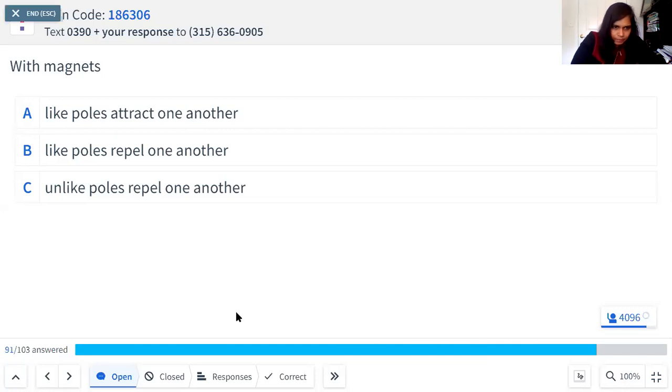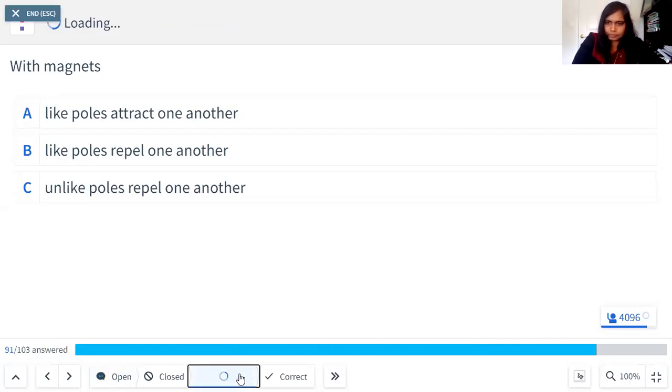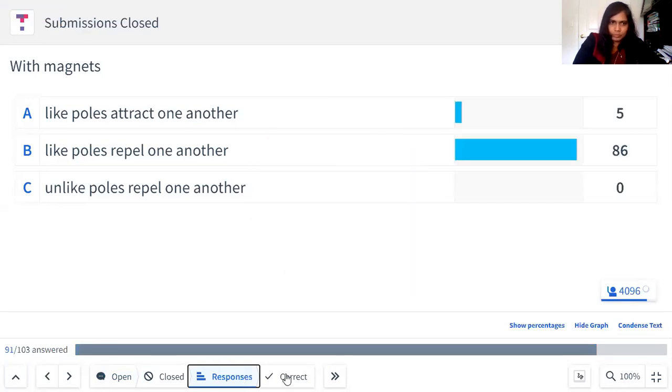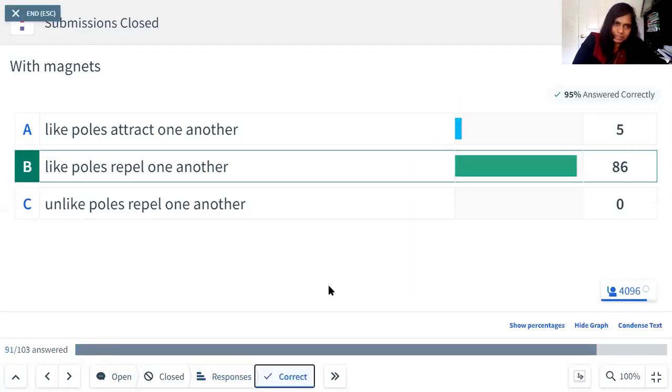All right, so it's a very straightforward question. Let's look at your answers. With magnets, very similar to electric charges, like charges repel. Likewise, like poles repel one another. Those who answered A, like poles attract one another, no, it's not. North and south attract, and north and south are not like poles.